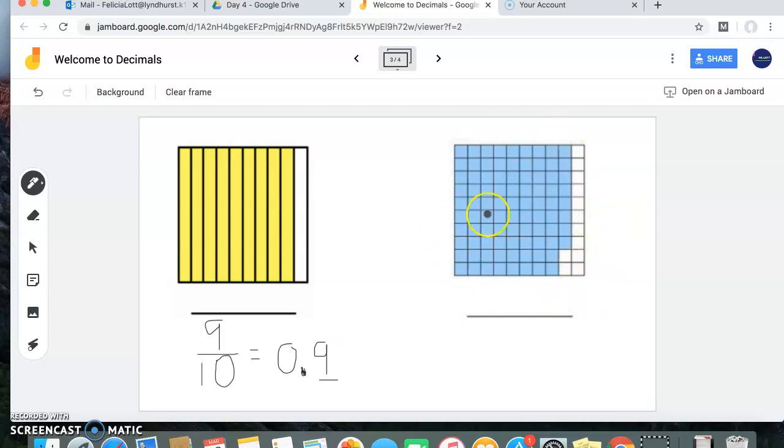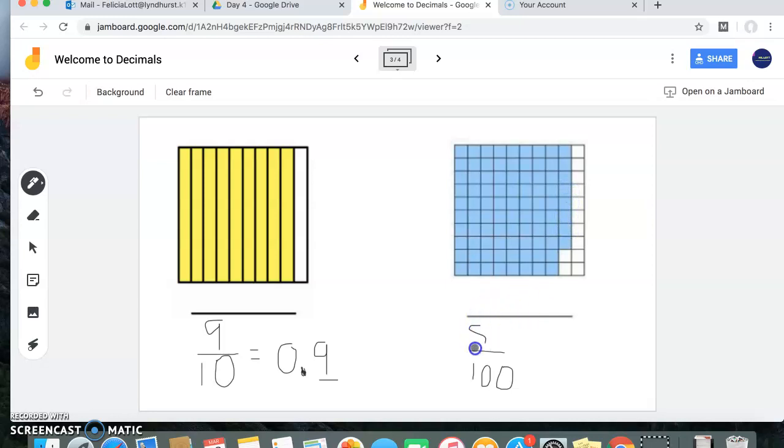Now we're going to move on to this one here. Looking at this picture, I no longer have tens. In fact, I have hundredths because notice there's 100 boxes, 100 equal pieces in this drawing. So now I'm going to count how much is going to represent my shaded region. Now in this problem here, I can start by counting by tens because if I was to count by ones, I'm going to be counting for a while. So I have 10, 20, 30, 40, 50, 60, 70, 80, 81, 82, 83, 84, 85, 86, 87, 88.